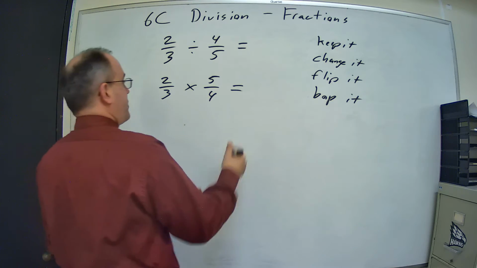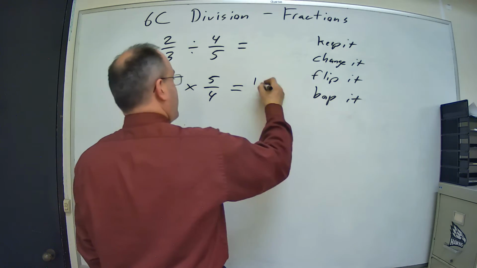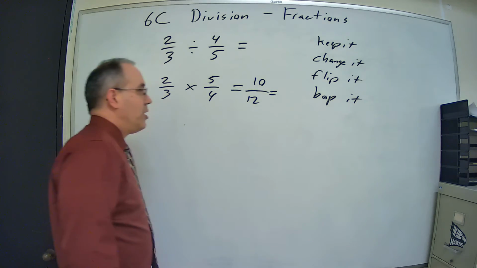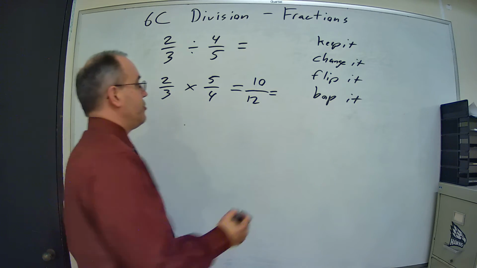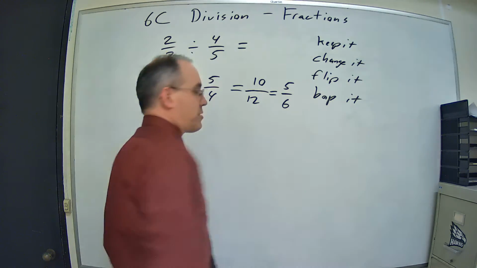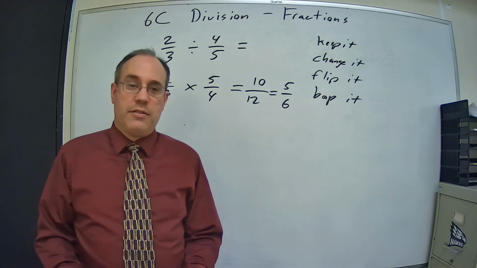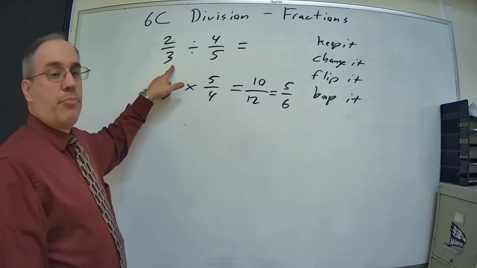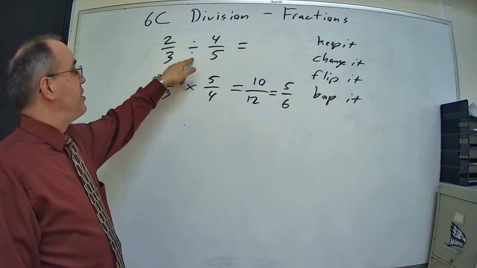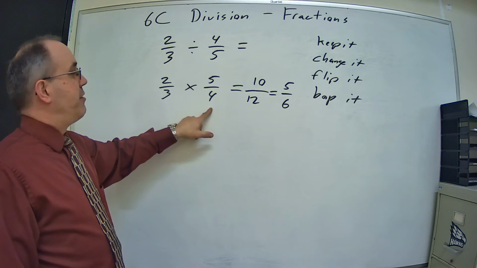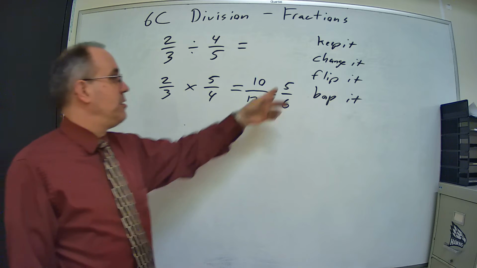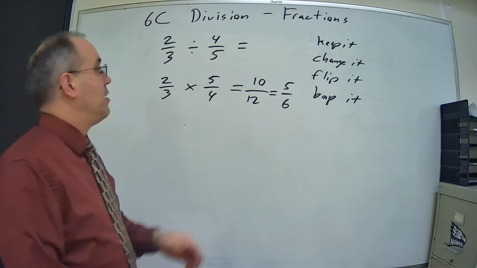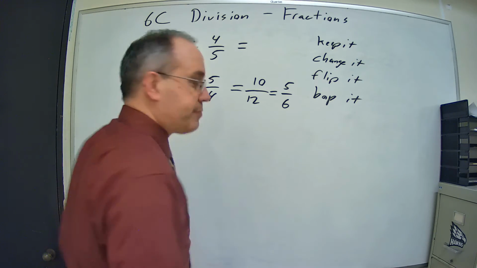2/3 times 5/4 is equal to 2 times 5, or 10, over 3 times 4, which is 12. Both can be divided by 2, so we get 5/6. And we're done. That's it. Division of fractions. Keep the first fraction as it is, change the division to multiplication, flip the second fraction, multiply, simplify if necessary. Keep it, change it, flip it, bop it.